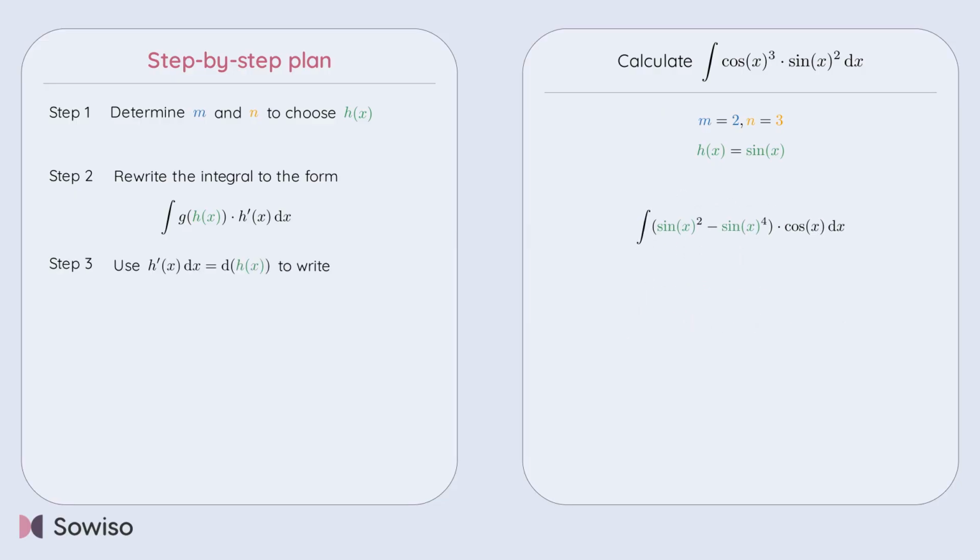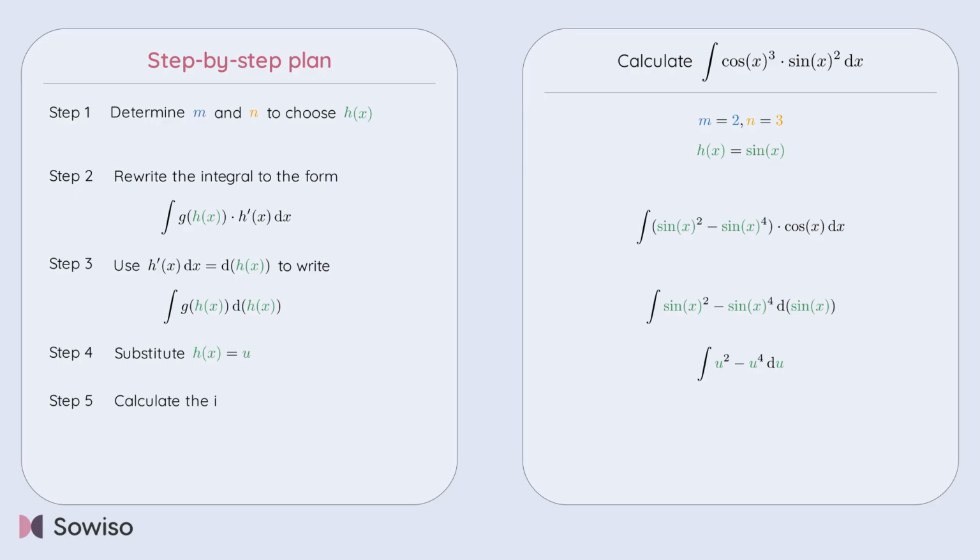Next, in step 3, we rewrite h' of x dx as dh of x to get the integral of g of h of x dh of x. Therefore, we get the integral of sine of x squared minus the sine of x to the power of 4 d sine of x. Now, in step 4, we substitute h of x equals u. In this case, u is sine of x. Therefore, we find the integral of u squared minus u to the power of 4 du.